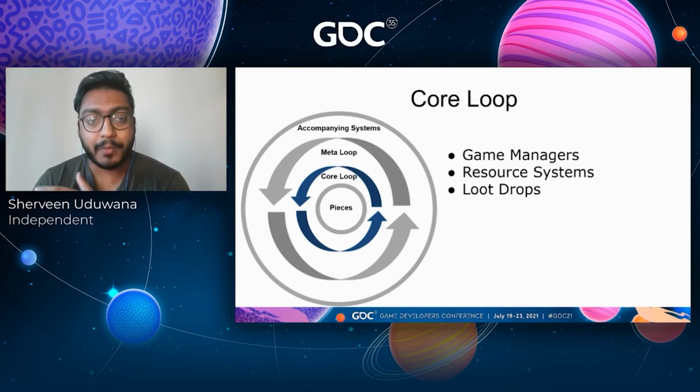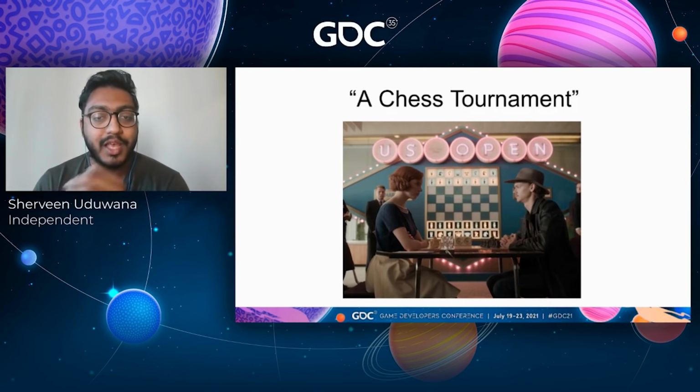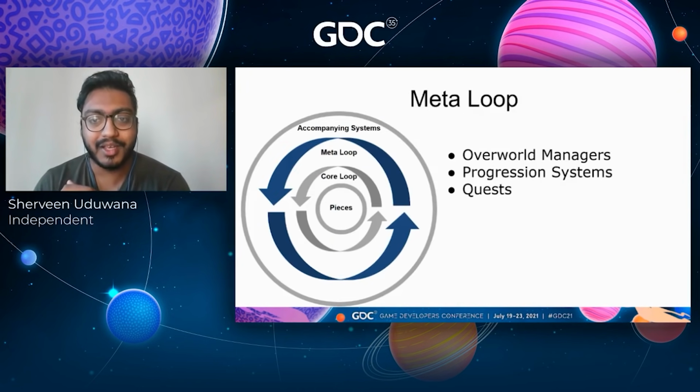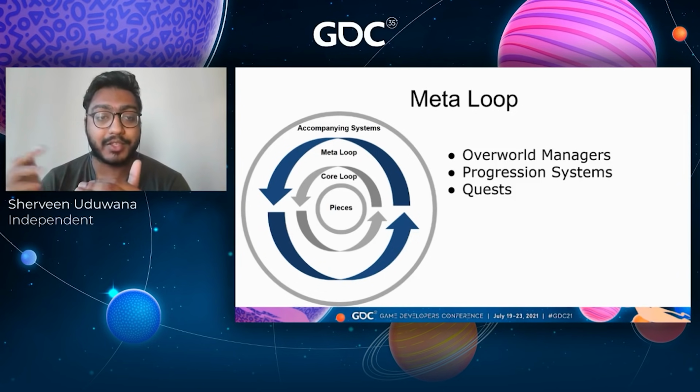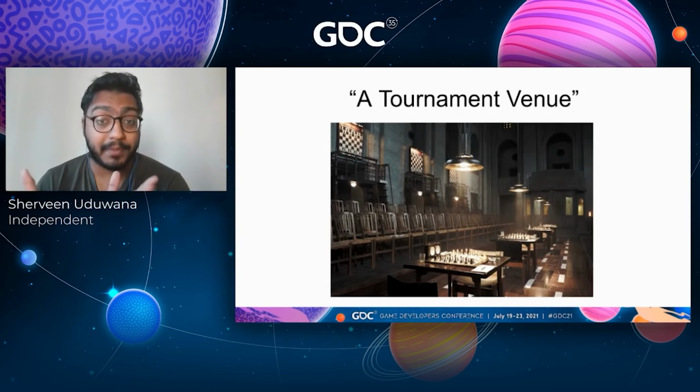And then you have your meta loop. And I like to think of that as a chess tournament, right? Chess has its own rules, but this is the meta game around chess that you're trying to also progress through. So that's things like managers for your overworld or your hub, progression systems, quests, different ways to progress on a meta level.